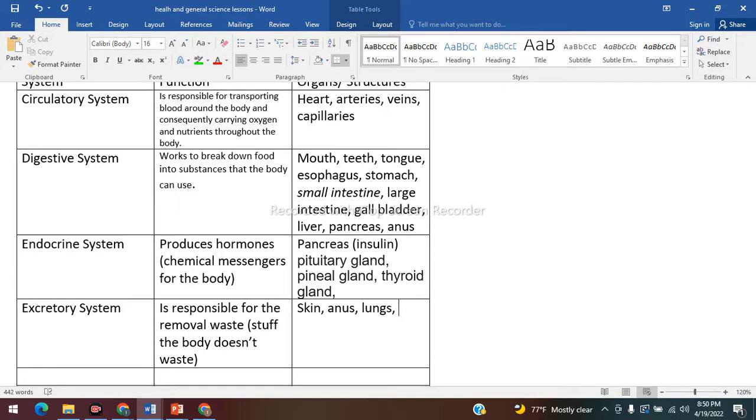So lungs for carbon dioxide. Kidneys would be for urine. The lungs would be for carbon dioxide. The anus would be for dung, feces. The skin would be for sweat.